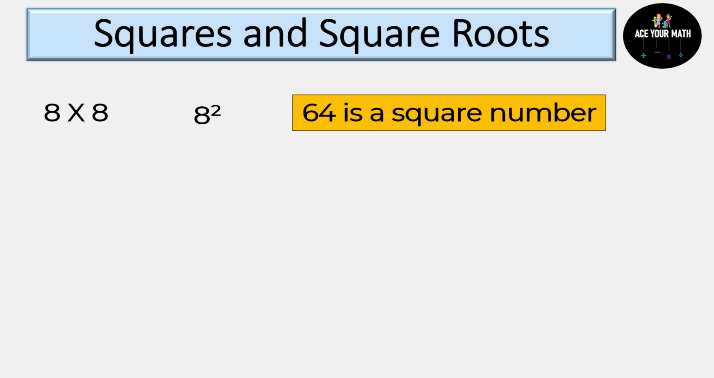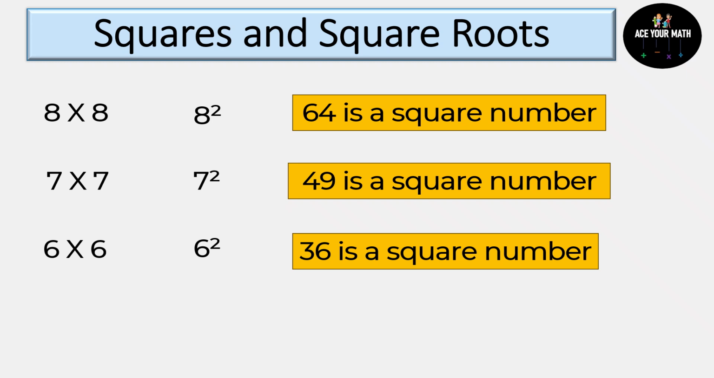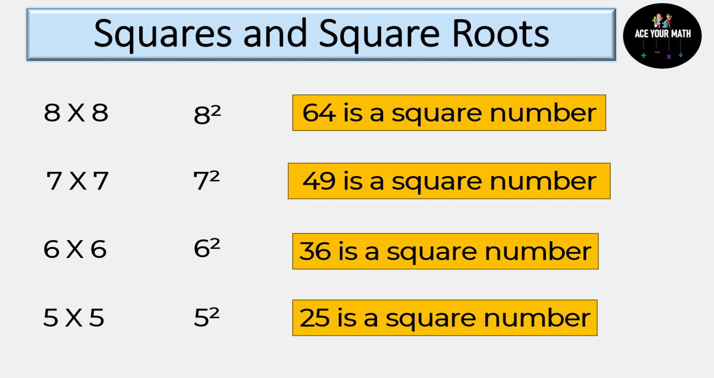So 8 multiplied by 8 can be written as 8 square, which will give you 64. So 64 is a square number because it can be written as 8 multiplied by 8. Similarly, 7 multiplied by 7 will give you 7 square. So 49 is also a square number because 7 into 7 is 49. 6 multiplied by 6 will give you 6 square. So 36 is also a square number. Similarly, 5 into 5 equals 5 square. 25 is a square number.